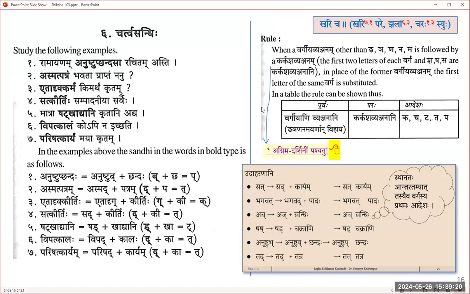So, Chartva Sandhi, we saw the rules and Udaharanani, Sat, Sad Karyam, Sat Karyam. Sat goes to Sad and then splits back as Sat Karyam later. This is eventual split back. So, Bhagavat plus Padaha, Bhagavad Padaha, Bhagavat Padaha.